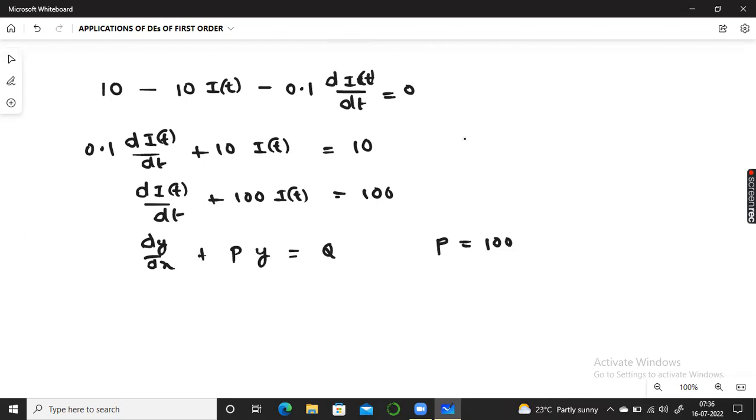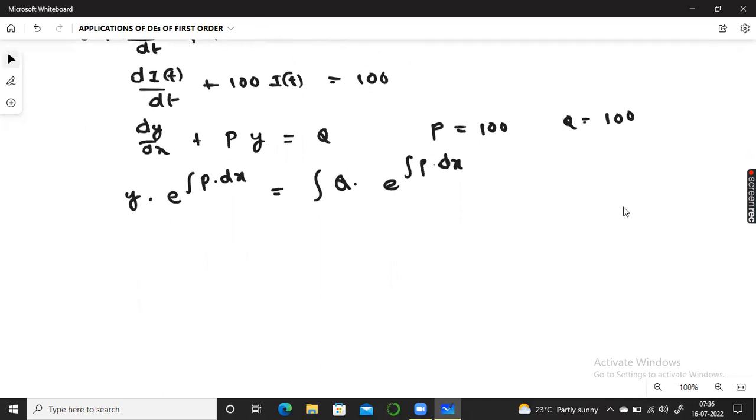P value is 100. Q value is 100. So, direct solution: we know that y into e power integration of P dx is equal to integration of Q into e power integration of P into dx.